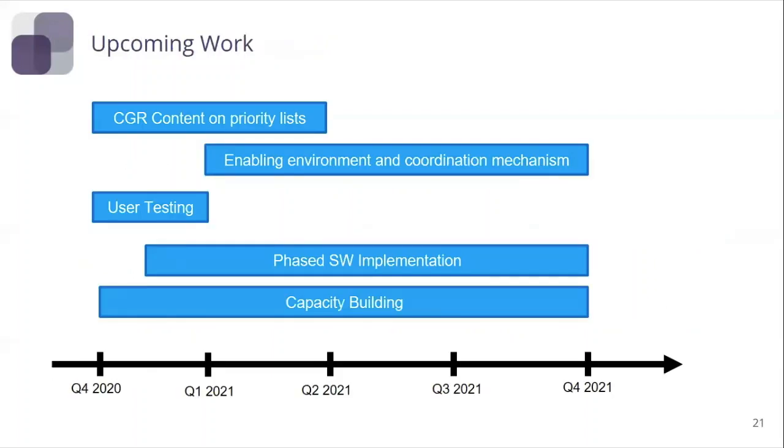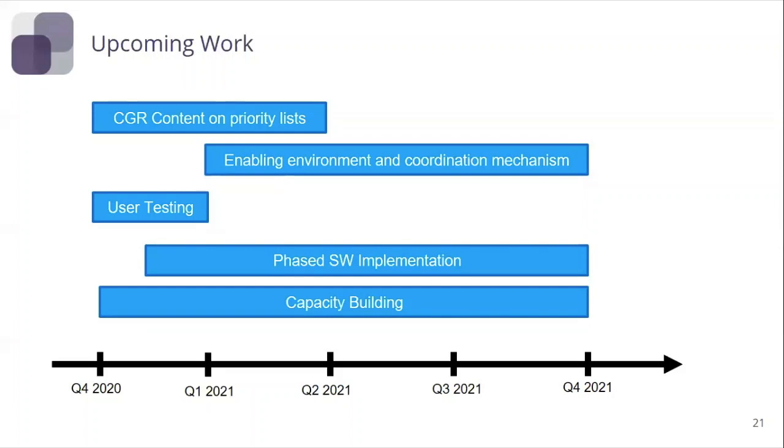So finally, I want to talk about the upcoming work that we are going to be doing during the next year. During the next year, our focus is going to be mainly on implementation. After the situational assessments, etc., have been completed and we have a strategy, it's going to be about finalizing the CGR content with country partners, setting up the enabling environment, and finalizing user testing by the end of this year.